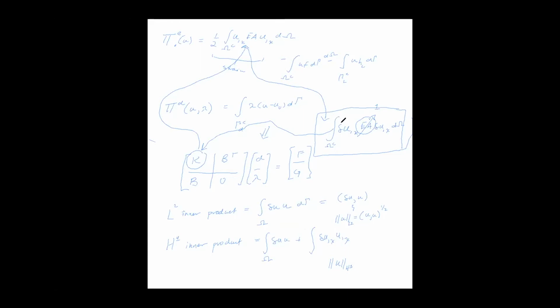So you see up here we have delta U comma X, delta U comma X. Do you see how it maps to this guy down here? It's just a piece of the inner product. It's just the derivative piece. But we do not have this standard L2 piece here. So what are the consequences of this?